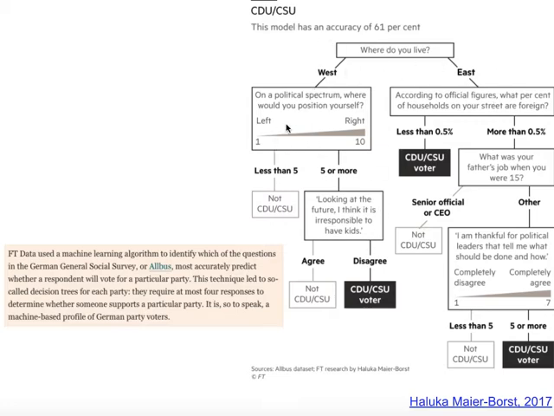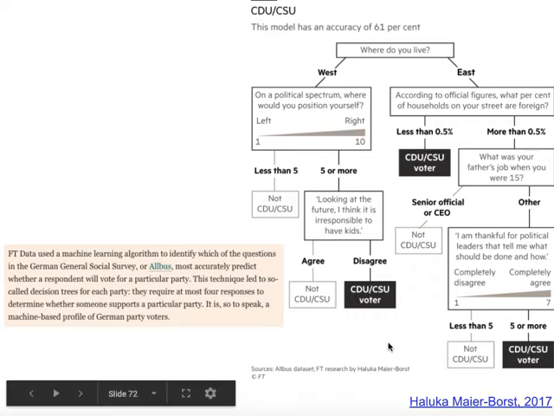You make decisions and then it leads you down a certain route. The decision tree is a narrative form within data journalism and machine learning.